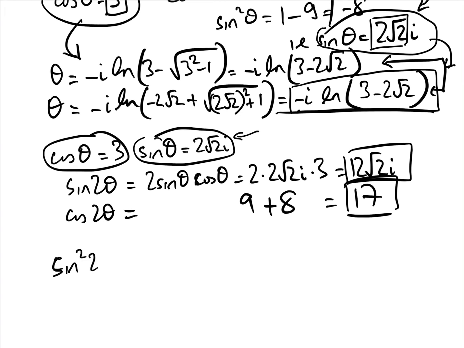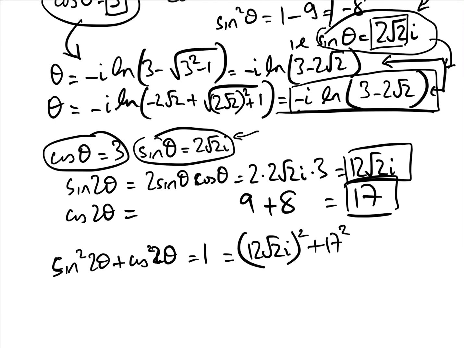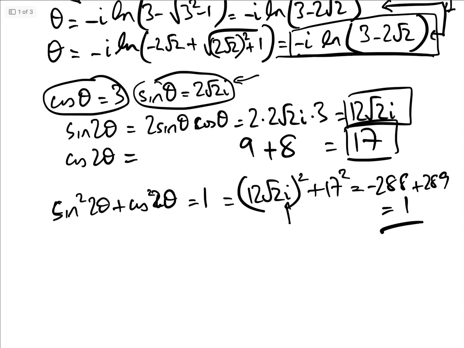But of course, sine squared 2 theta add cos squared 2 theta must equal 1. So let's just check. Well, that equals 12 root 2 i squared add 17 squared, which is minus 288 by the time we square the i, add 289, which equals 1. So it all works. So far, so good. Now finally, this is quite cool. So we know that cos 2 theta is equal to 17 if cos theta equals 3.